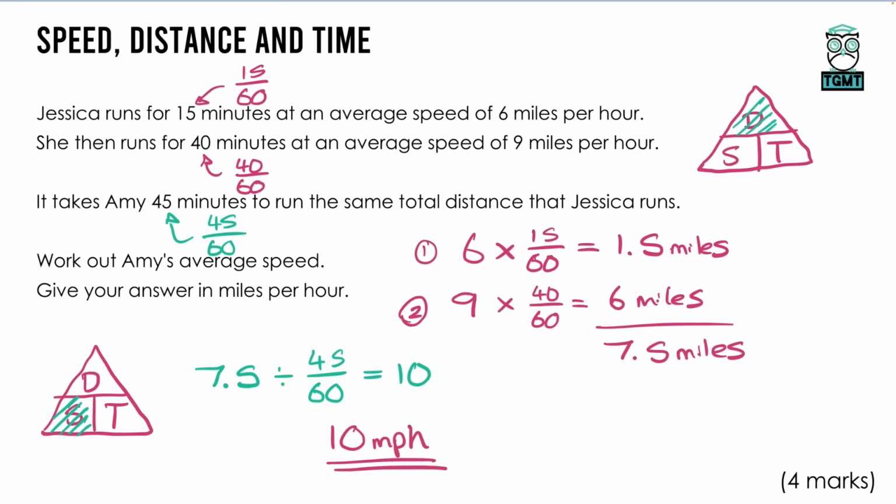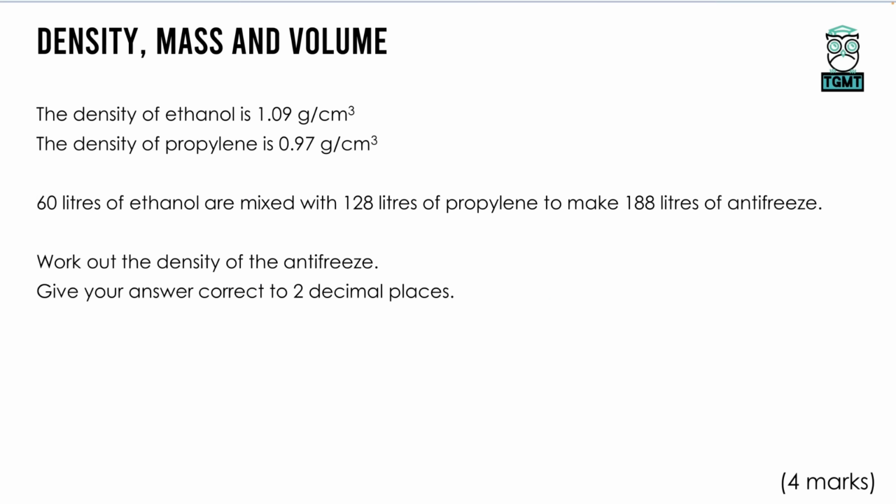And there we go, it wanted us to give our answer in miles per hour, and the reason that we were converting everything into fractions there was because it wanted the answer in miles per hour. So there we go, we've got our answer in miles per hour, and there is our speed, distance and time question. Now, when we have density, mass and volume mixtures, I like to lay it out in a particular way.